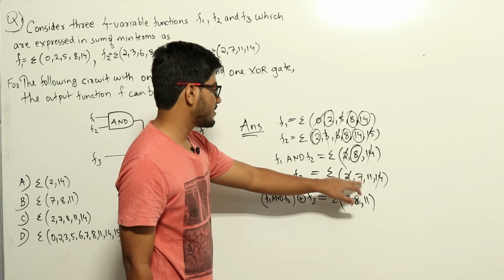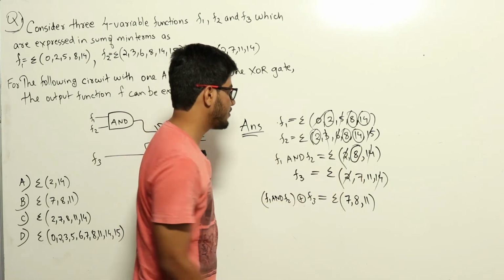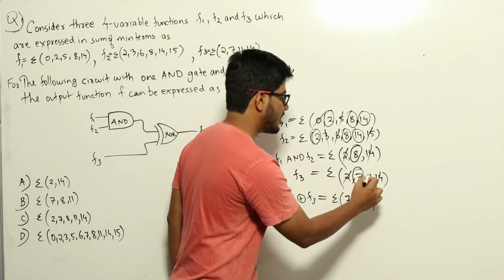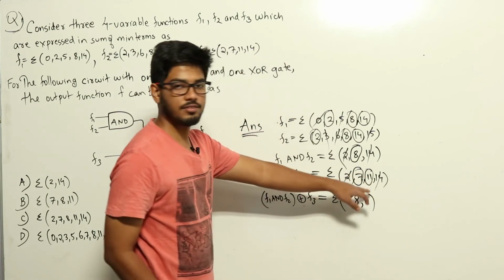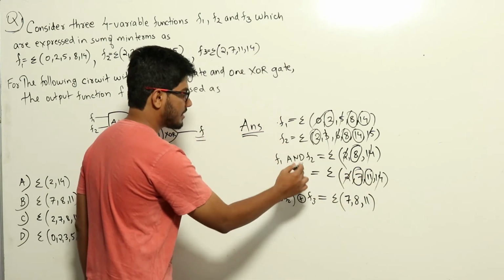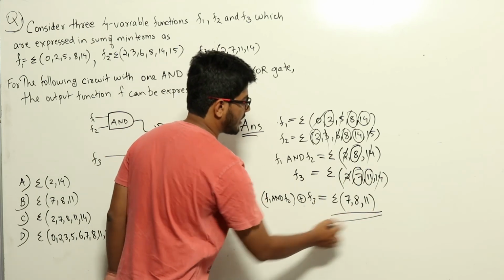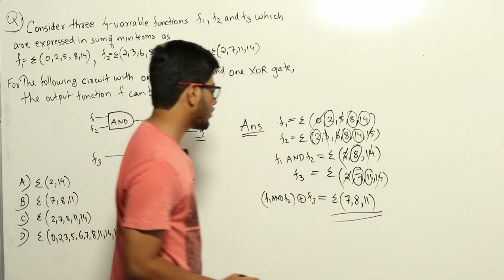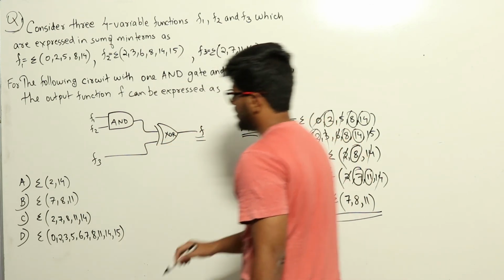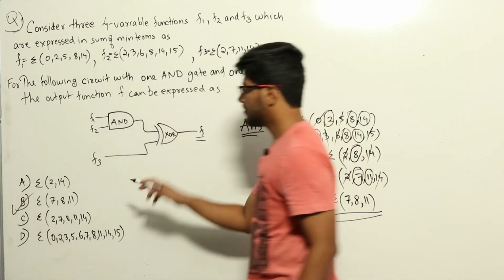7 is there in f3, 7 is not there in f1 and f2, so 7 I can take. Similarly 11 also I can take because it is there only in the function f3. So this XOR will give 8, 7 and 11. That is given here, sigma of 7, 8 and 11. Looking at the options, that is option B. That's the right answer.